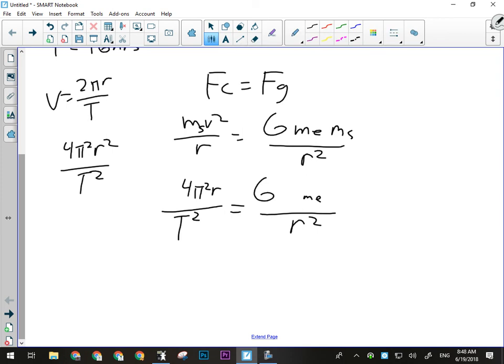So I'm trying to solve right now for the altitude, which means I need r. So I'm going to bring the r squared from the right-hand side over to the left-hand side by multiplying it. What's r squared times r? R cubed.